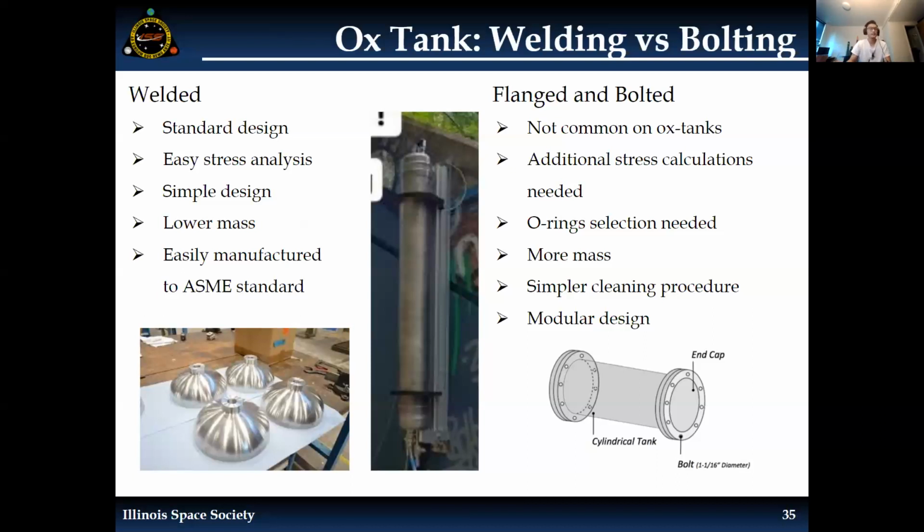Does that make sense? Any questions? Really quick, when you flange and bolt the end cap versus welding the end cap, how do you calculate joint efficiency?